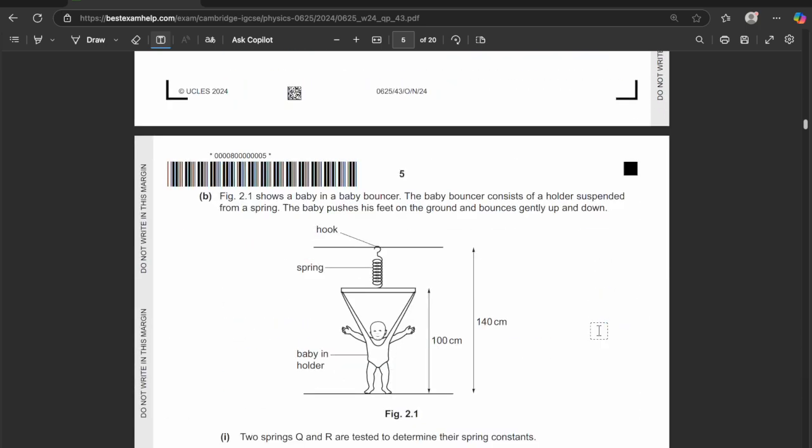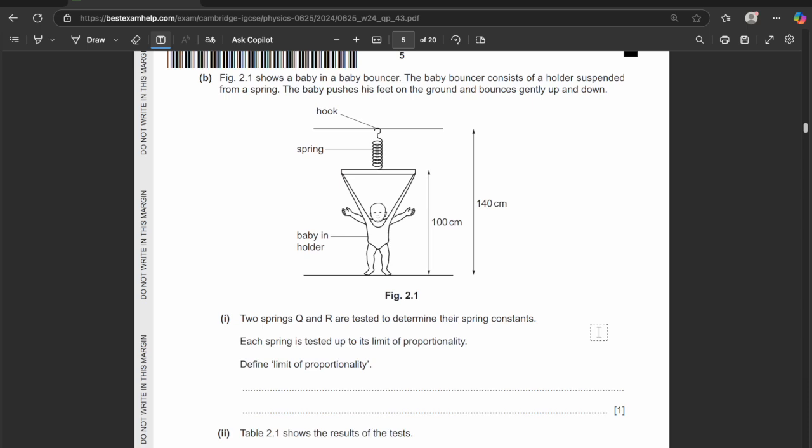Okay. Figure 2.1 shows a baby in a baby bouncer. The baby bouncer consists of a holder suspended from a spring. The baby pushes his feet on the ground and bounces gently up and down. Okay, 1, 2 springs Q and R are tested to determine their spring constants. Each spring is tested up to its limit of proportionality.